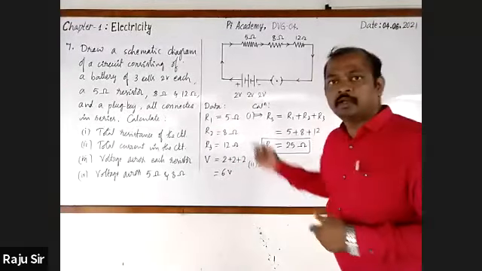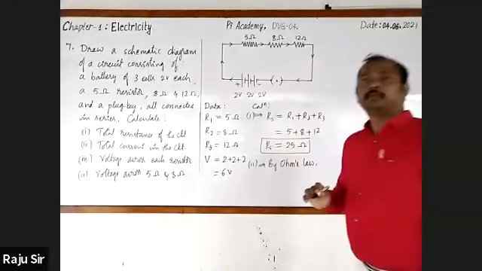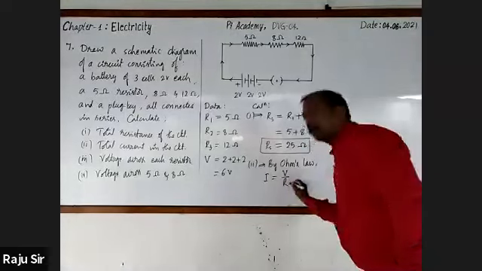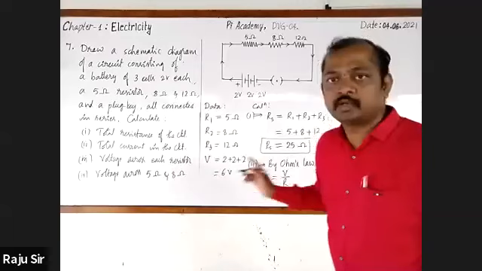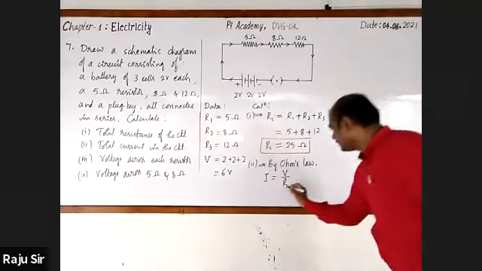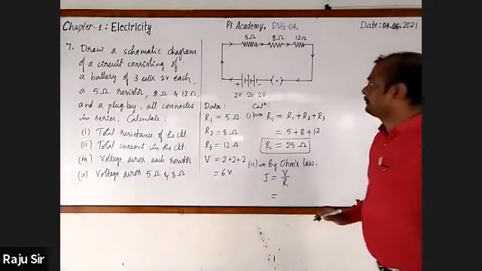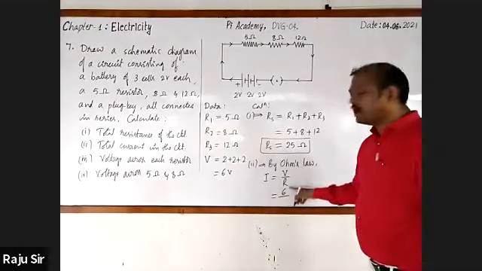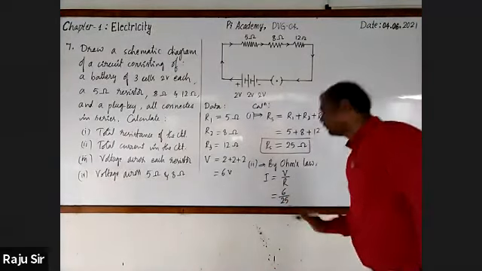Right, I equal to V by R. By Ohm's law, we know that I is equal to V by R. Go on copying with me. I is equal to V by R, where V is 6 volts, and R, that is the total electric resistance, is 25.